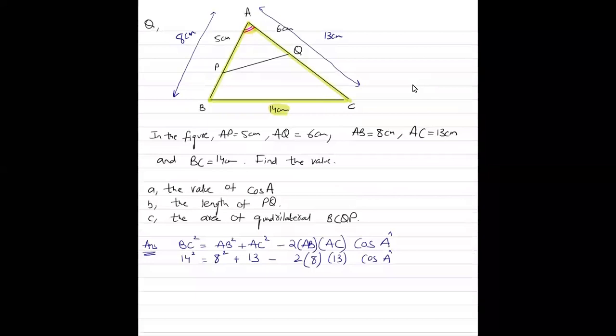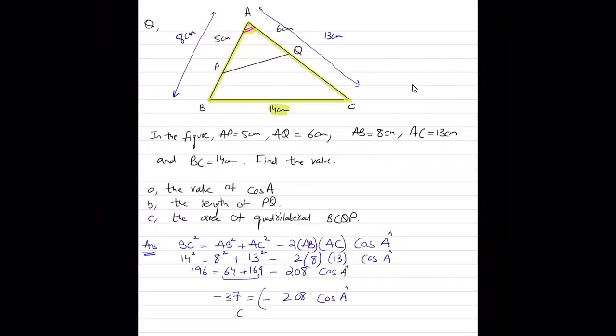You just have to solve this. 14 square is 196, 8 square is 64, 13 square is 169, 2 times 8 times 13 is going to be 208 cosine of angle A. 208 is being multiplied with cos A. Now you can add these two and subtract it from 196. So 196 minus 64 minus 169 comes out to be minus 37. Minus 37 is equal to minus 208 cosine of angle A.